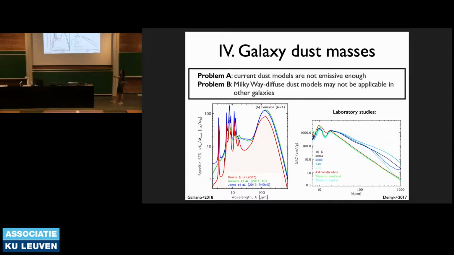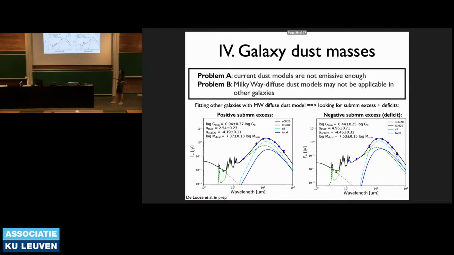So a lot more emissive. So if that's the case, we may be severely overestimating the dust mass that we observe in nearby galaxies and possibly also in the high redshift universe.